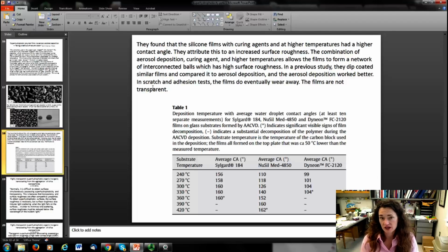And in a previous study, they dip coated with similar films and compared it to the aerosol deposition, and the aerosol deposition worked way better. However, the films do eventually wear away under scratch and adhesion tests, and they're not transparent.